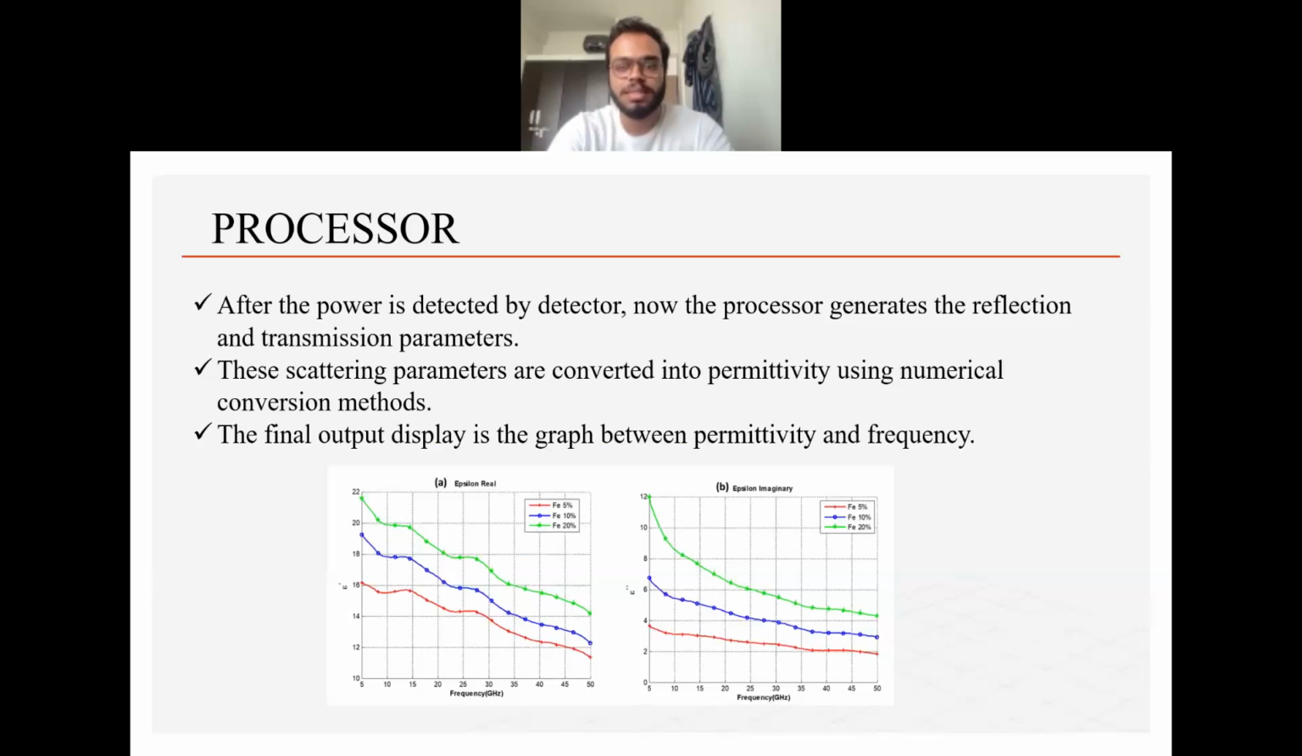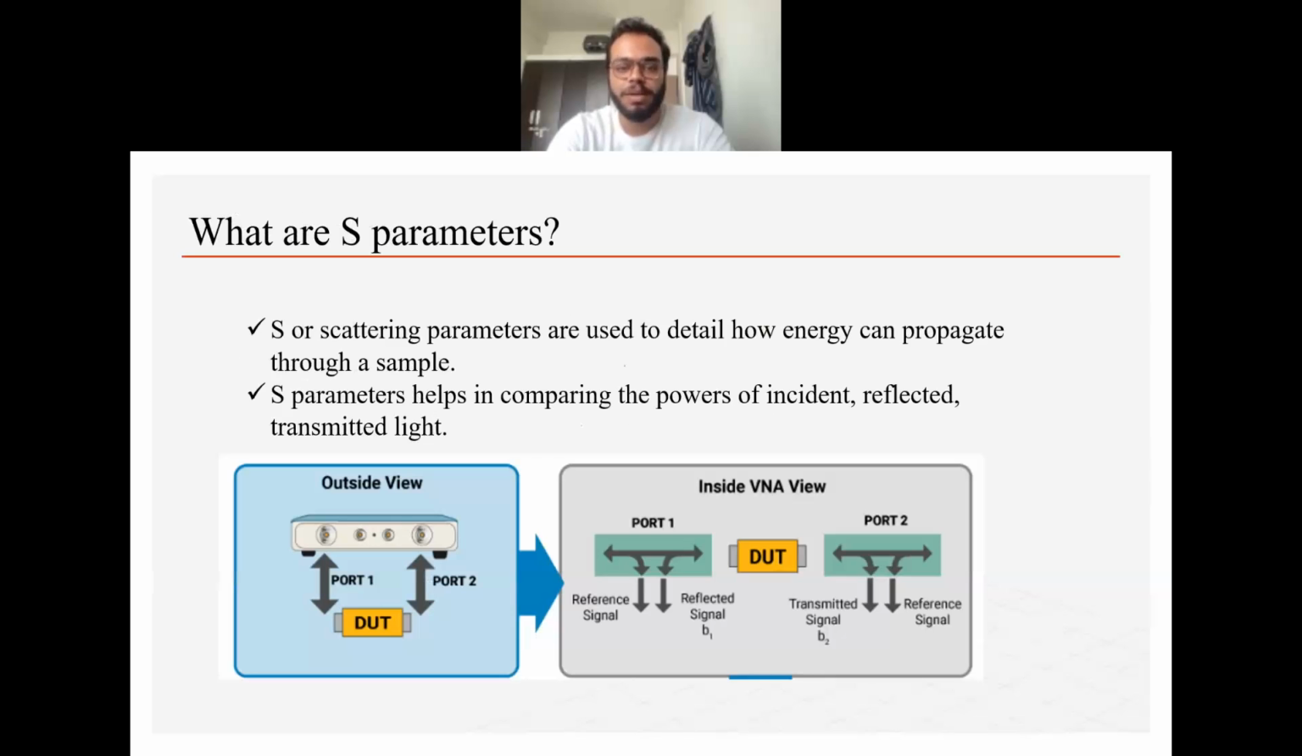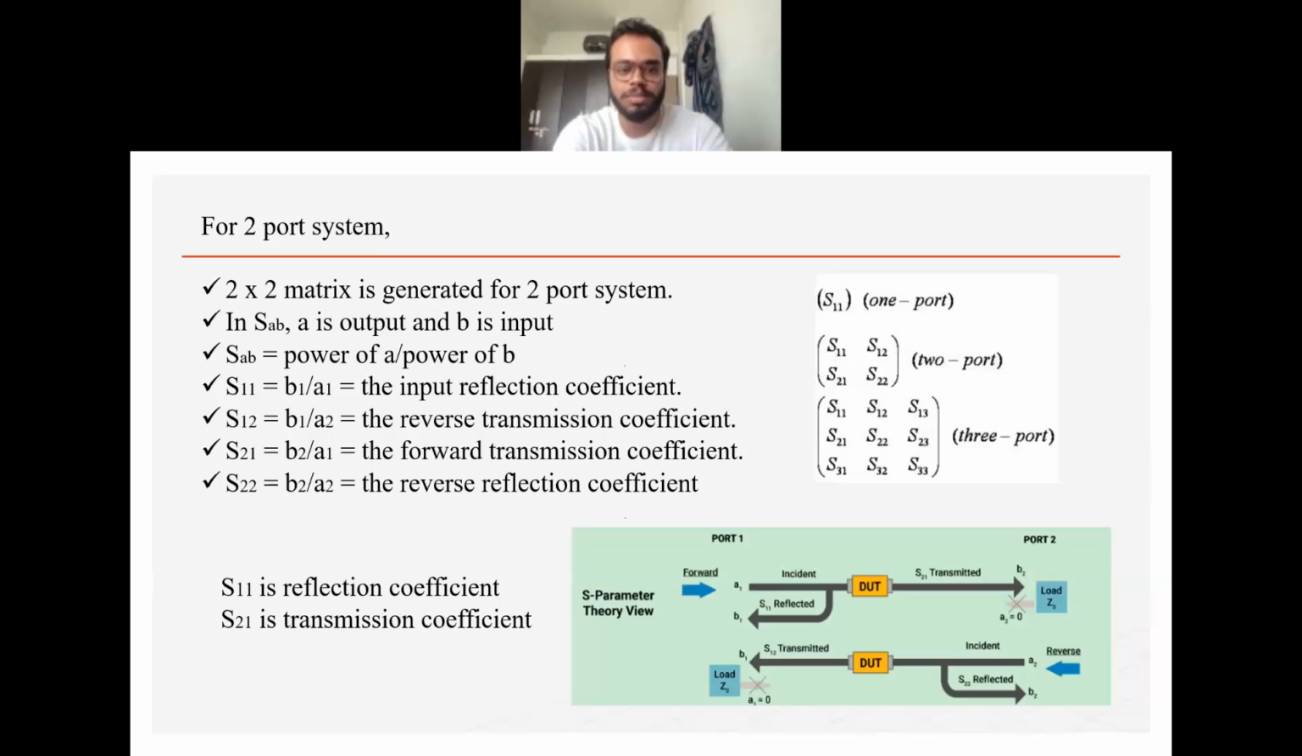Next slide. So what are S parameters? S parameters are scattering parameters that we use to explain in detail how energy can propagate through a given sample. S parameters help in comparing the powers of incident, reflected and transmitted signals from the source. You can see in the picture this is a two-port system.